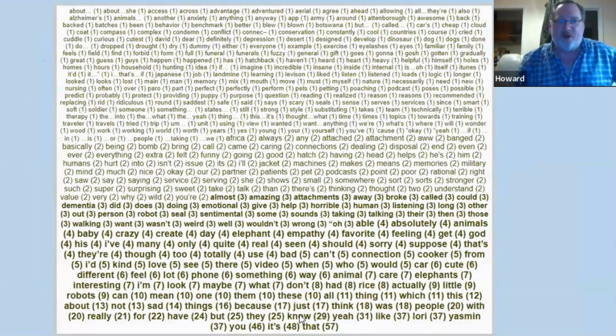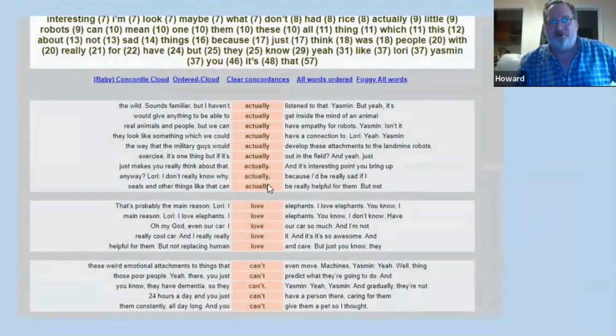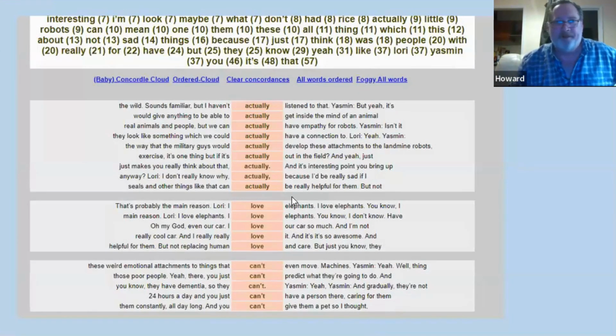And when you click on one of those words, you get concordance lines of where that word appears in the text. So for example, if you click on the word actually, which is quite high there somewhere, where is it? There, it's up there, 9 instances of actually. Click on the word actually, you get all the instances of actually and where it comes. Click on love and you can get all the word. Click on can't, get all the can'ts.